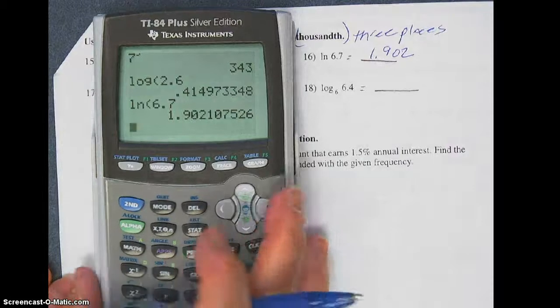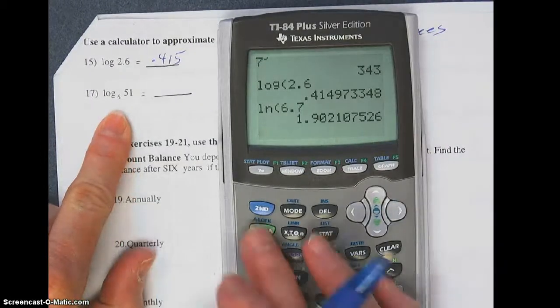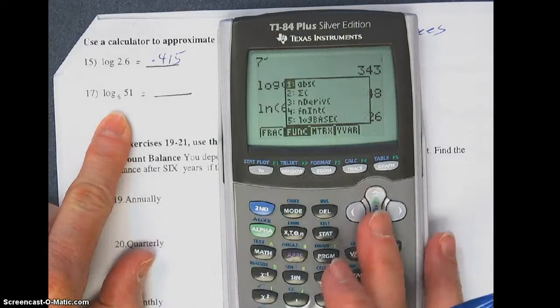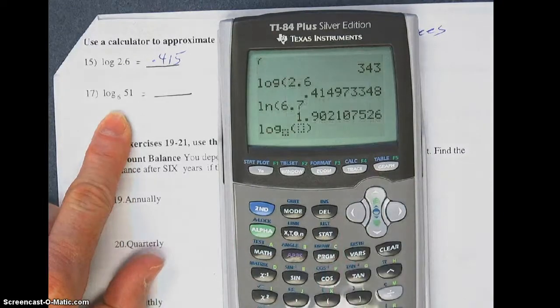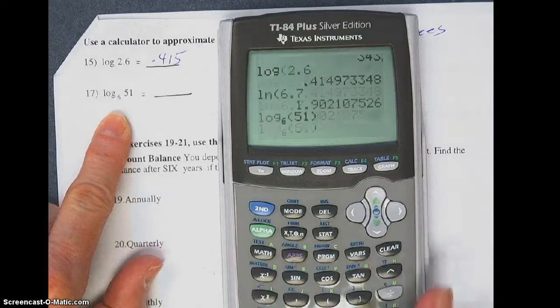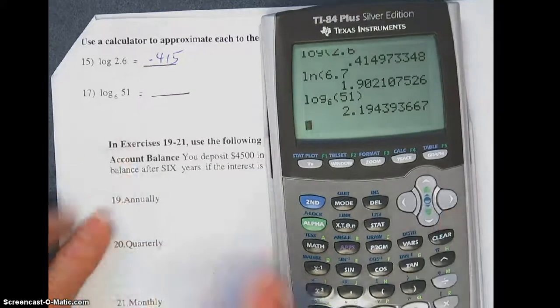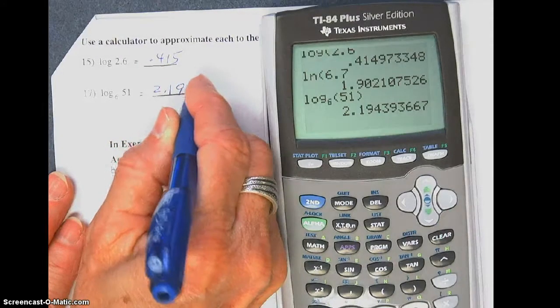And then remember, there is a place on our calculator where we can get the log base 6 of 51. Hit alpha window. Option 5 gives us that log to the base. So if we stick in a 6, move over to 51, rounding off to 3 decimal places, we'll get 2.194.